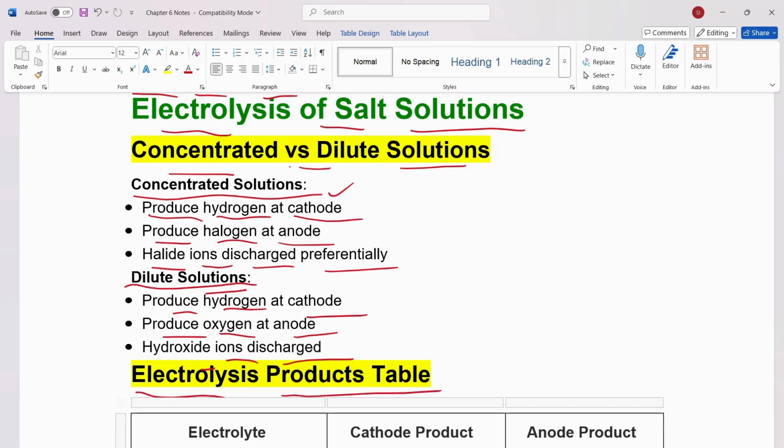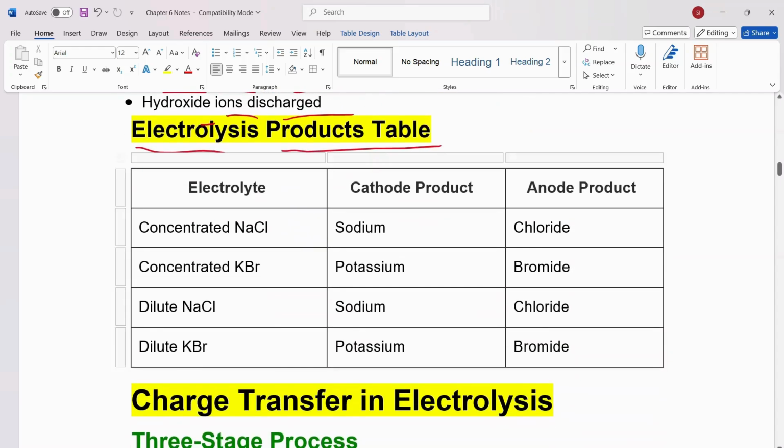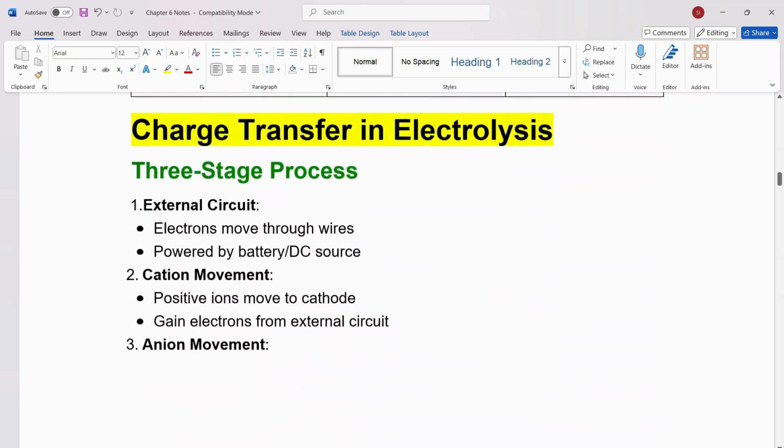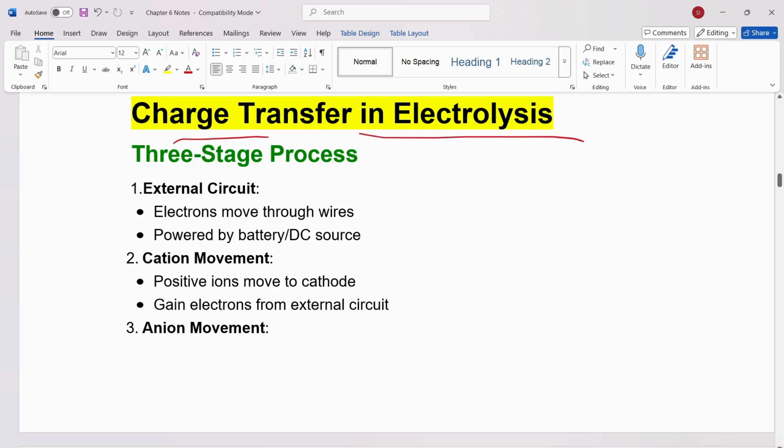Now, the electrolysis products table. We have electrolyte, cathode, and anode. In NaCl, sodium will be positive, Cl will be negative; potassium bromide likewise. The cathode has all positive ions, and the anode all negative ions. Now, charge transfer in electrolysis is a three-stage process. Number one, the electric circuit, which is an external circuit. Here, electrons move through wires, powered by a battery and DC source.